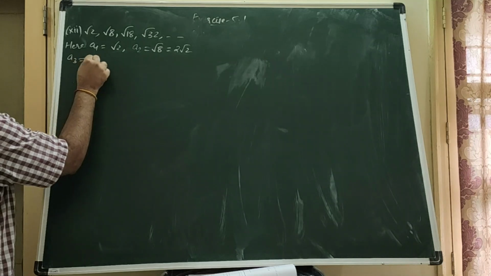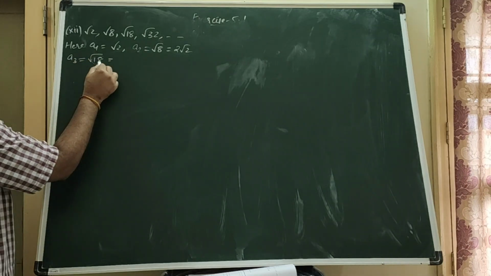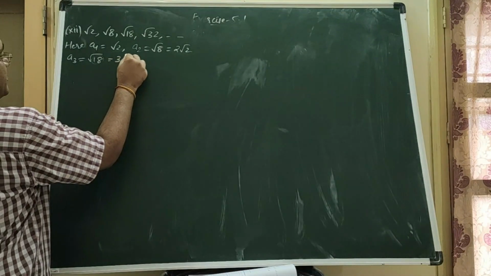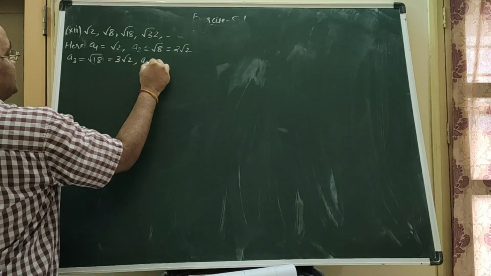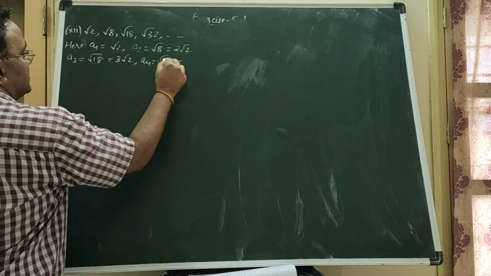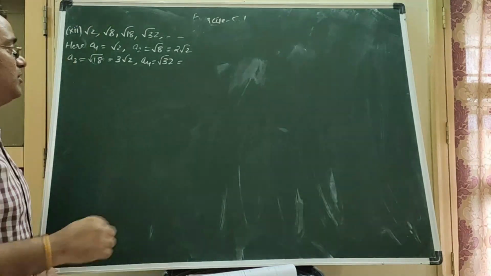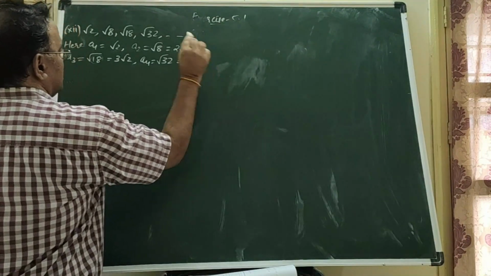Similarly, A3 is root 18. रूट 18 को हम लोग लिख सकते हैं 9 into 2, so 9 का स्क्वायर रूट 3 हो जाएगा, so this will become 3 root 2. Now the last, A4, 32 we can write 16 into 2, so 16 का स्क्वायर रूट हो जाएगा 4, so this we can write 4 root 2.